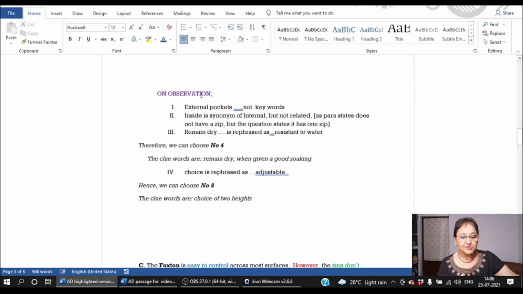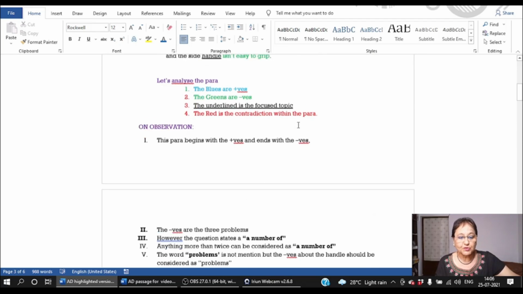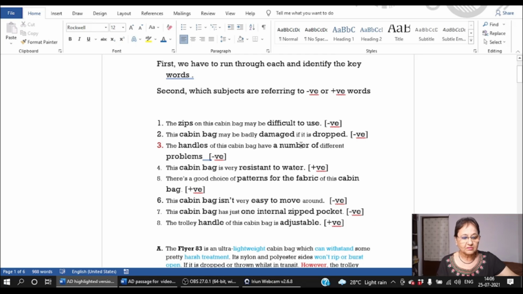Okay, so on observation now, external pockets is mentioned, but it's not the keyword. It has no connection to what we're looking for. Inside is synonym of internal, right? But it's not related to the paragraph. As para states, does not have a zip, but the question states it has a zip. Now, which question I'm talking about? I'm talking about cabin bag.